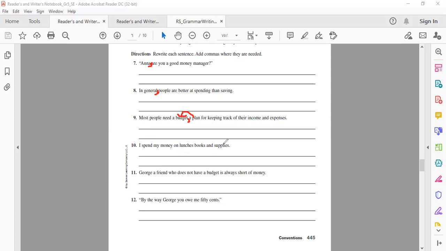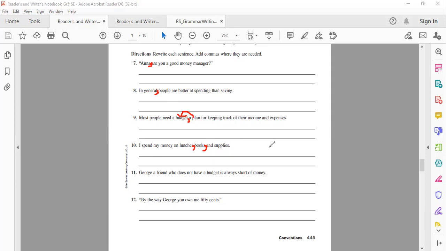I spend my money on lunches, books, and supplies. Yes, Jana. After lunches and after books. Very good. Number 11.